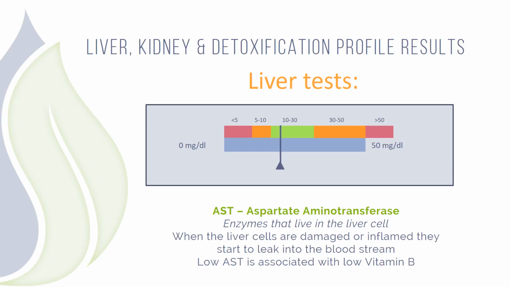Now, most doctors just look at AST to try to determine if you have liver damage, if the cells are leaking AST enzyme into the bloodstream, and then they look for causes of liver inflammation, infection, damage, or toxicity. But we also know that low levels of AST are associated with low B vitamins, especially with vitamin B6 deficiency. So if you see a very low AST, that's something to think of and probably check for.